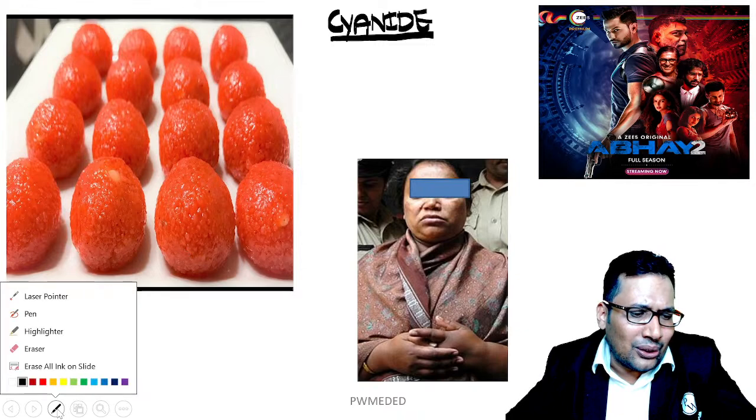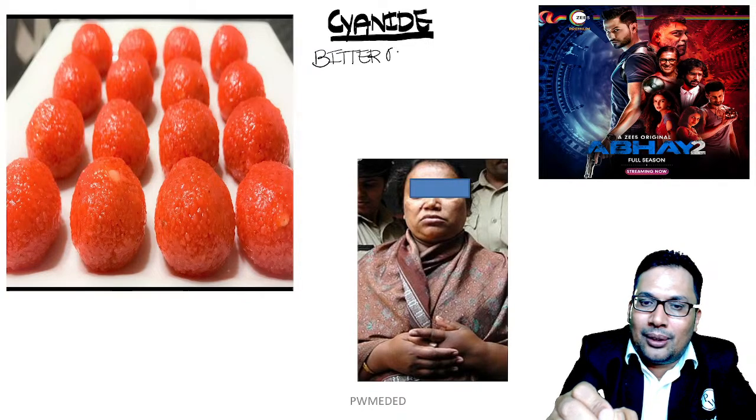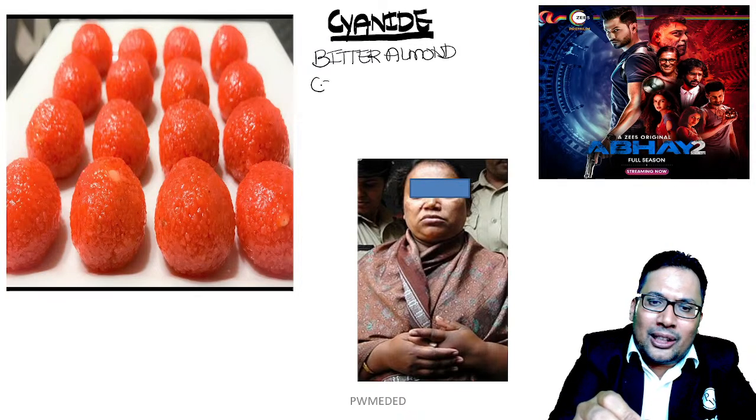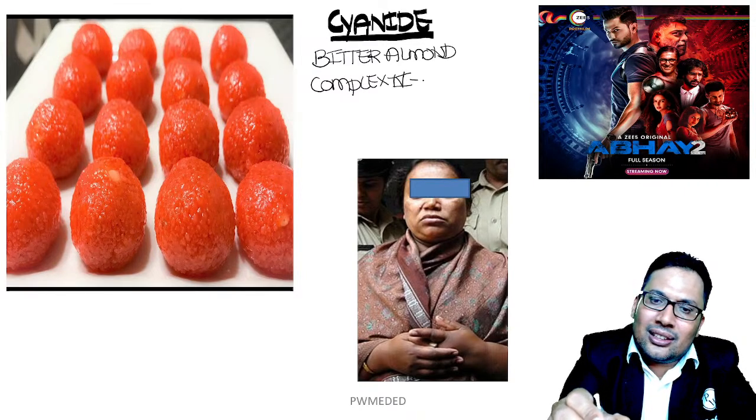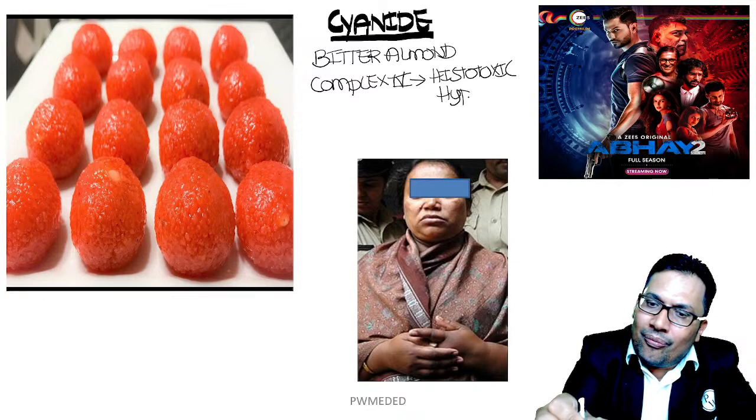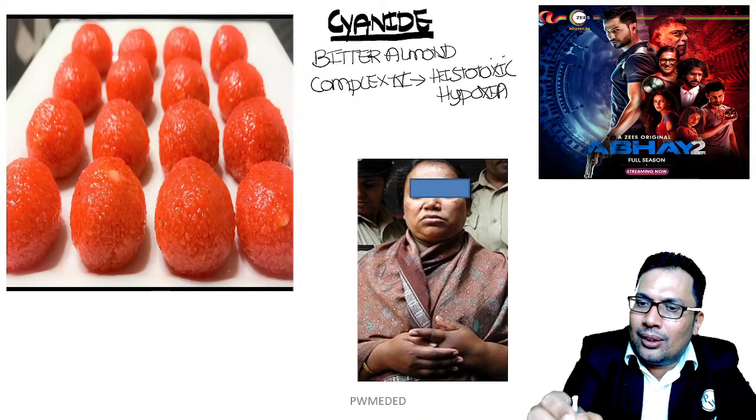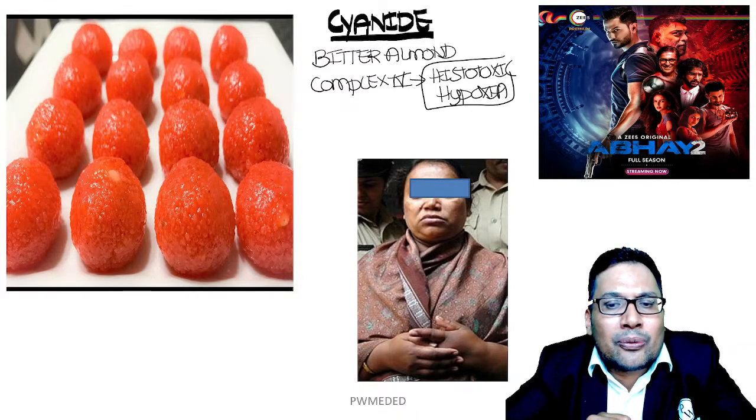So cyanide, remember, it produces bitter almond smell. So I'll write here, it produces bitter almond smell. So this can be asked in the exam. It affects complex 4. It causes histotoxic hypoxia. Okay, this is asked in recent exams. So it causes histotoxic hypoxia and death. Complex 4 of the electron transport chain.